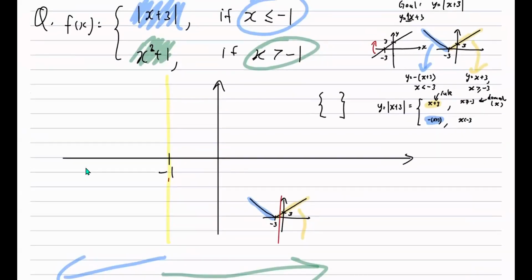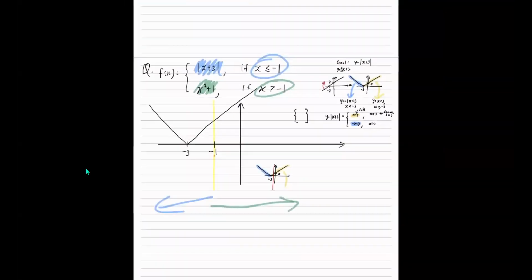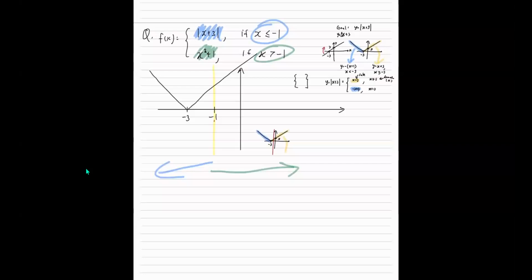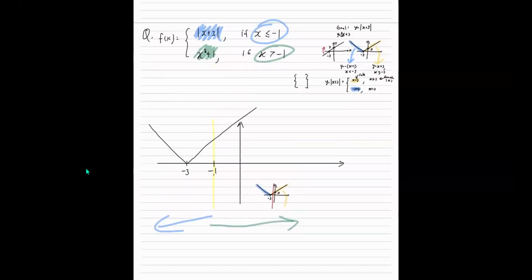So where's my -3? -3 is over here. So it will be a V shape like this. Oops, the y-axis is not tall enough. Let me just move this down and extend this a bit, like this. But you must chop it off at x equal -1. So we're just going to scribble this away and erase it neatly.